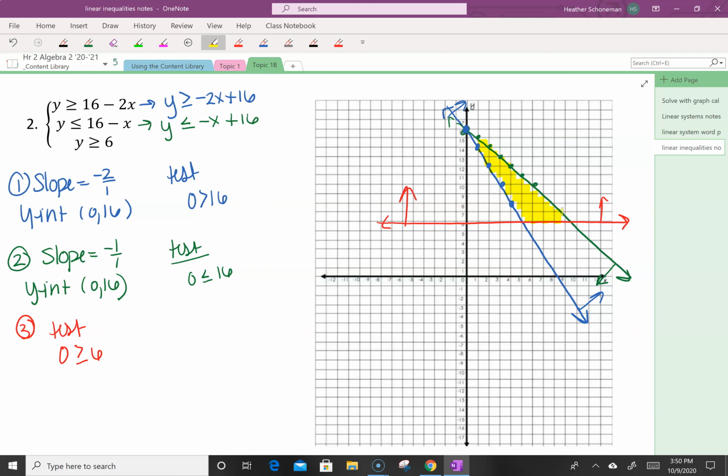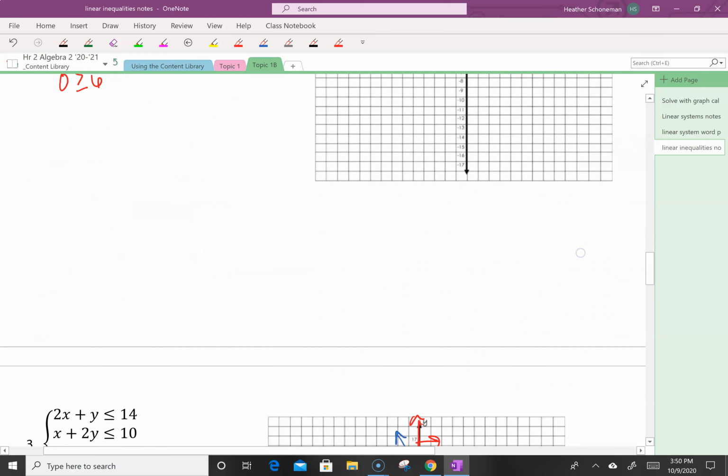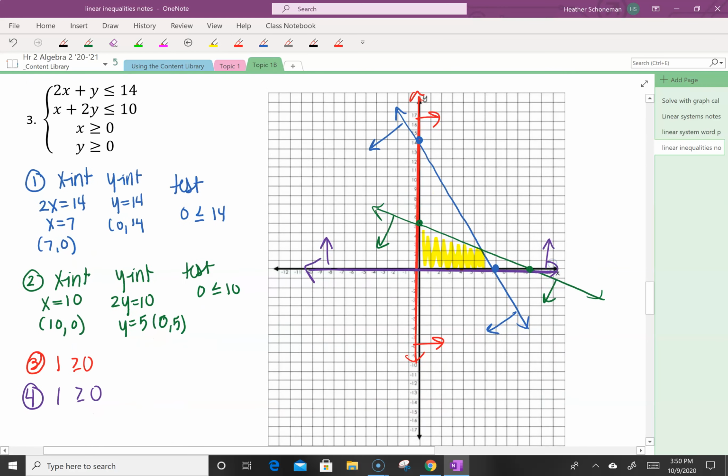So instead of having just one answer like we normally do when there's an equal sign, now we have a multitude of answers. There's a range. Anything in that range will work. All right, let's see what happened on number 3.